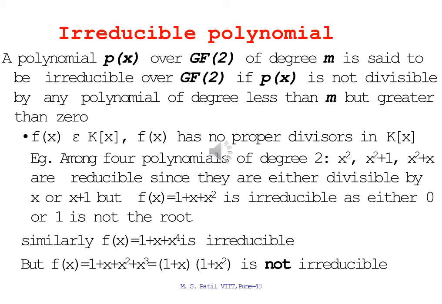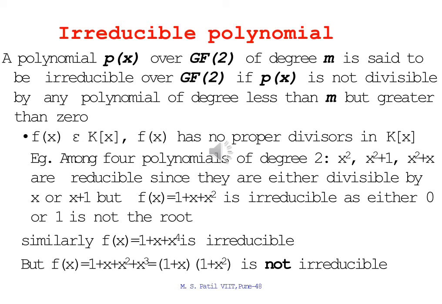For x square plus 1, if you substitute 0, it will be 0 square plus 1, which is 1. So 1 is a non-zero number, so the remainder is 1. So 0 is not the root of this polynomial, but if I substitute 1, 1 square will be 1, and 1 plus 1 will be 0. So the root of this polynomial is x is equal to 1. That means x plus 1 is the factor of this polynomial. Same way, for x square plus x, if you substitute x is equal to either 0 or 1, it will become 0. That means 0 as well as 1 are both roots of this polynomial, and x and x plus 1 are the factors of this polynomial.